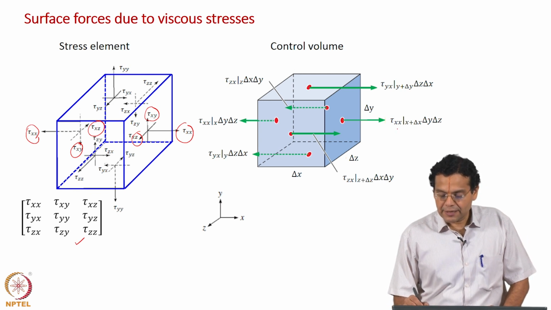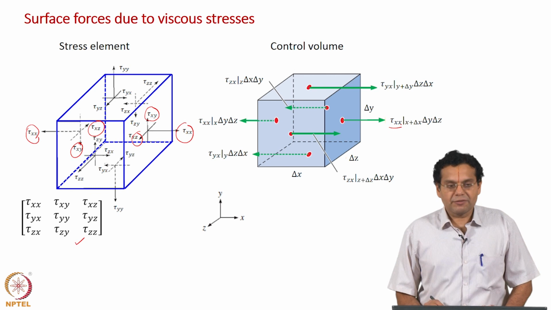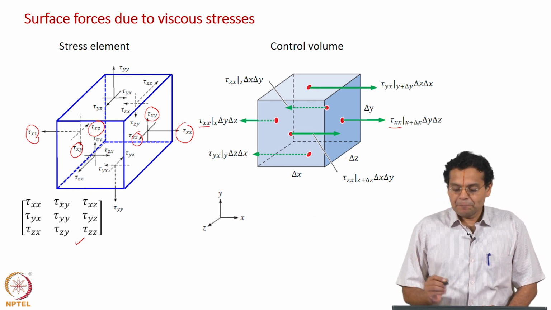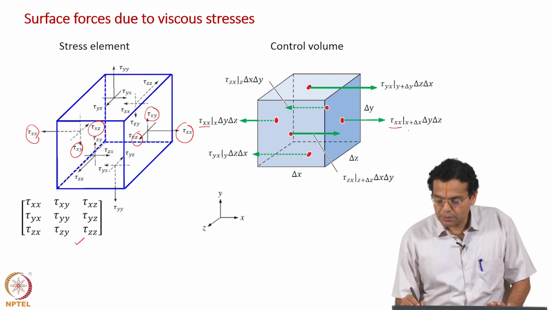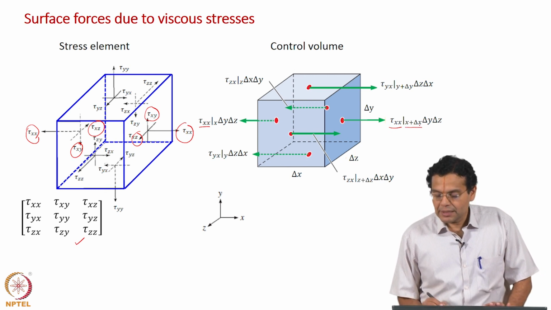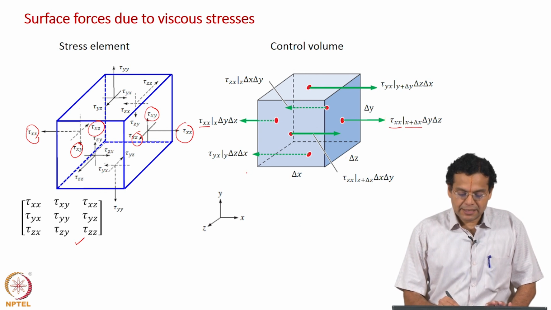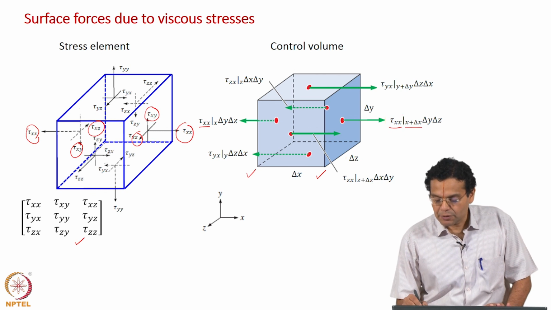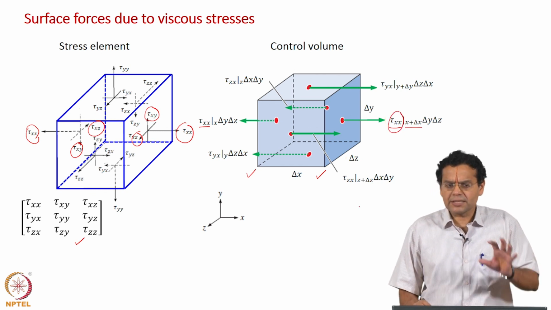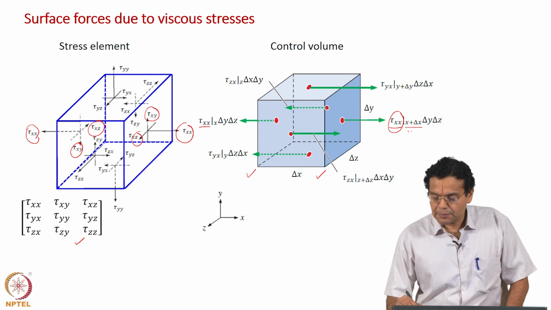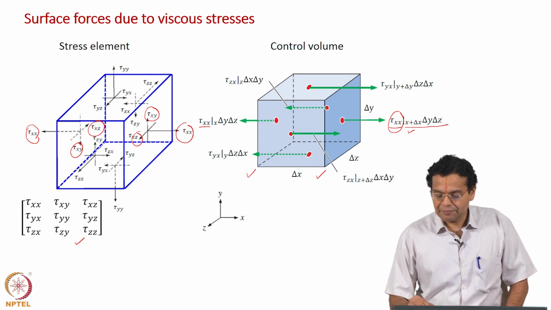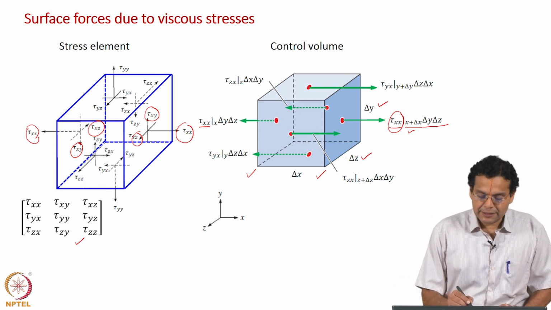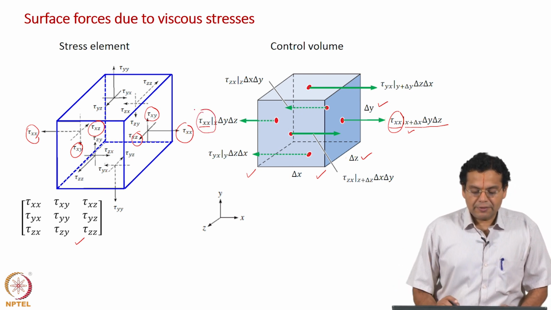On the right hand side face, we have the normal viscous stress, and on the left hand side also we have the normal viscous stress. Now, because it is a control volume, we also take into account the spatial location. The left hand side face is at x, the right hand side face is at x plus delta x. So, this normal viscous stress is evaluated at x plus delta x multiplied by the area, which is delta y into delta z. The left hand side has the same expression, but with tau xx evaluated at x.